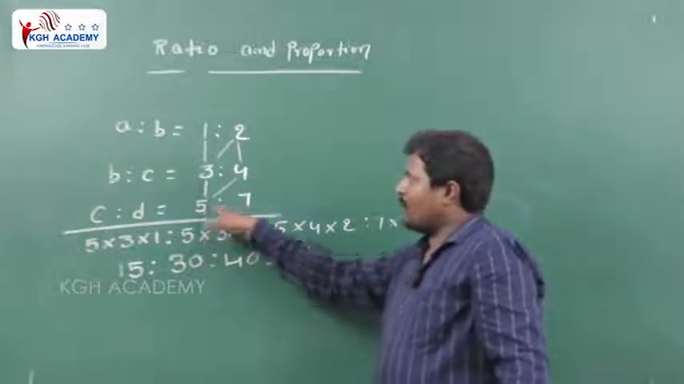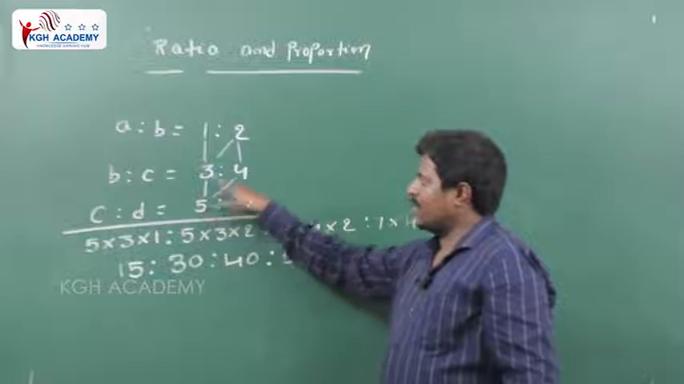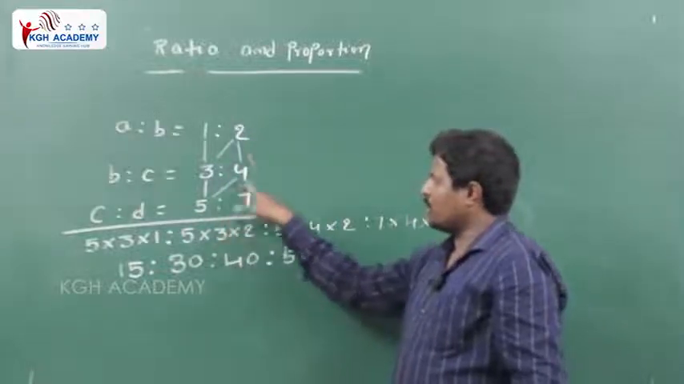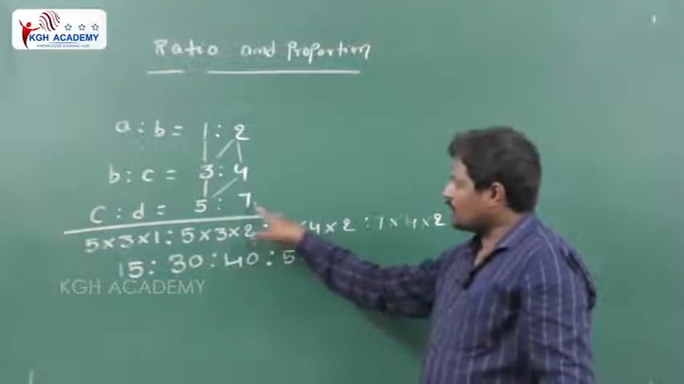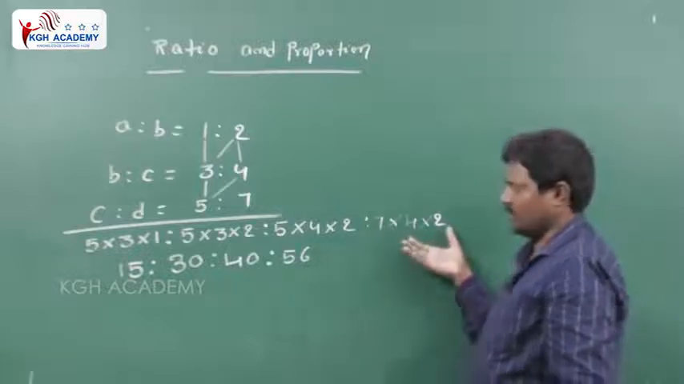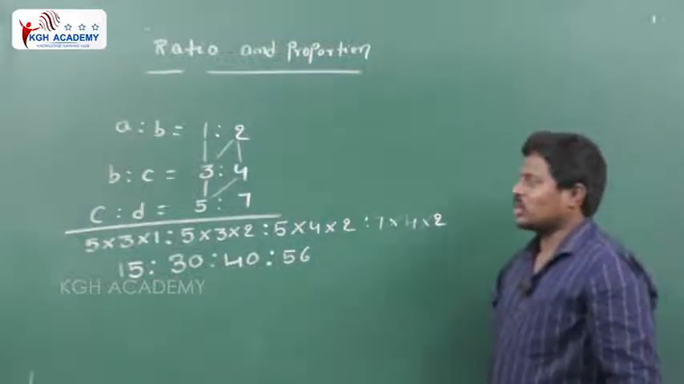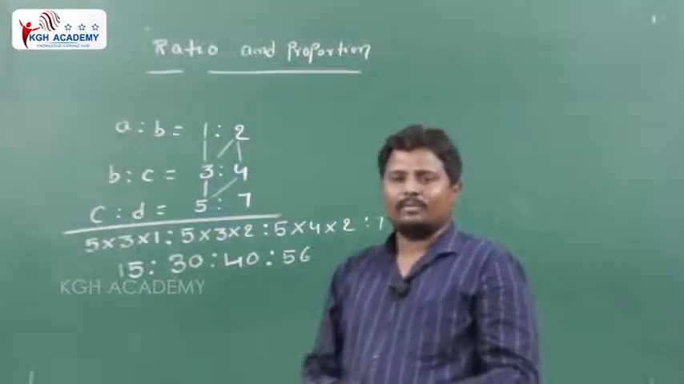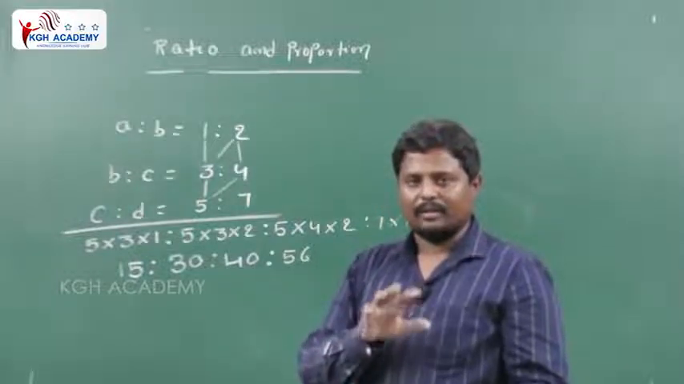First step, 5 into 3 into 1. Second step, 5 into 3 into 2. Third step, 5 into 4 into 2. And fourth step, 7 into 4 into 2. This is the ratio of A, B, C and D. Okay, did you understand this one?